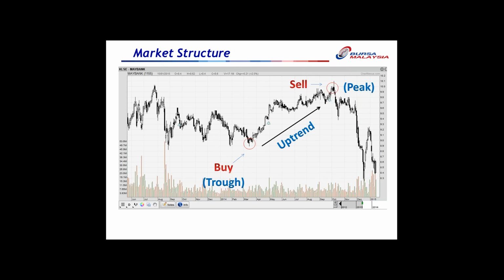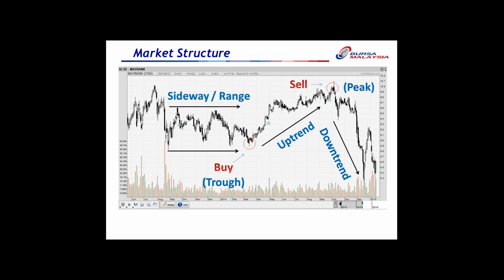When you see a series of higher lows and higher highs, it is called an uptrend. Do you notice that the price action is moving upwards? And if you see a series of lower lows and lower highs, it is called a downtrend. So a downtrend is basically when the price is moving lower, and an uptrend basically means the price is moving higher.